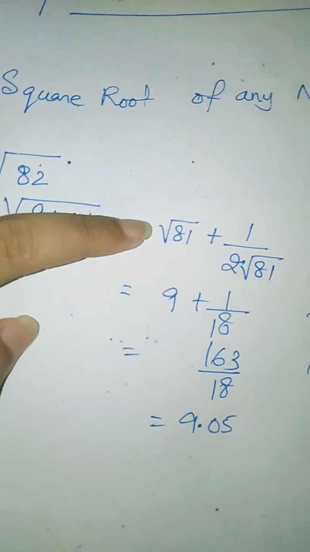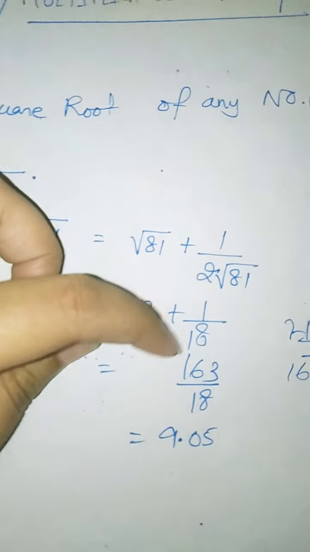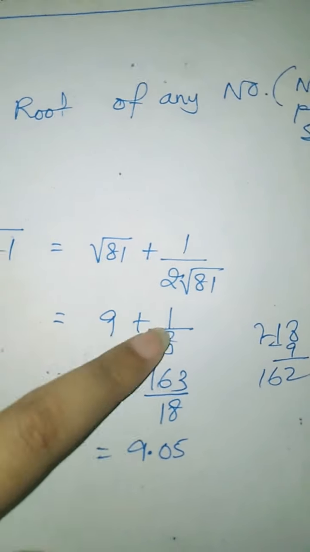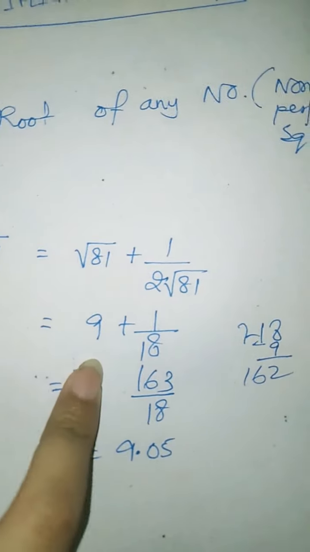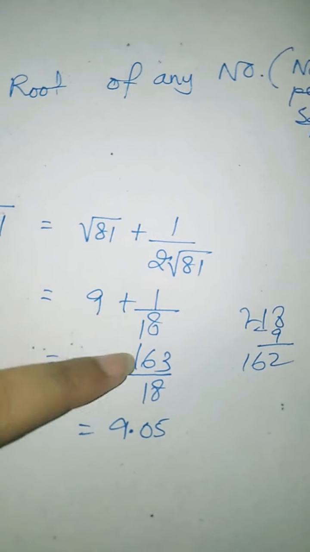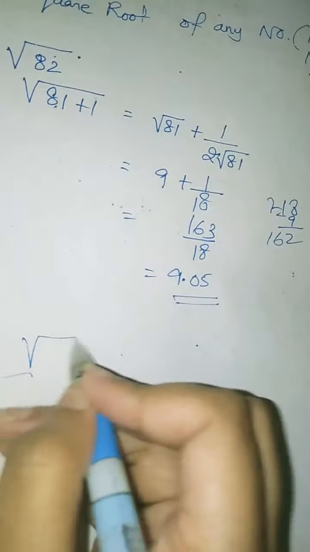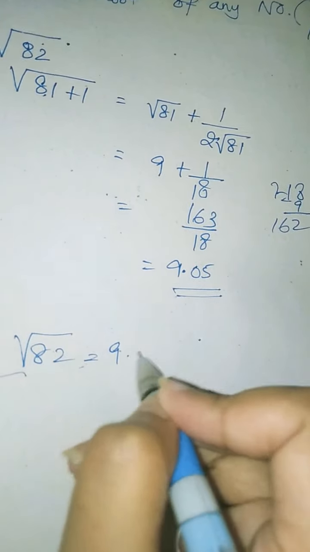We know root over 81 is 9, and then we have just copied this and solved the second part, that is 1 by 18, 2 into 9, 18. Now by solving it we will get 9.05, and this is my answer. So we can say that root over 82 is equal to 9.05.